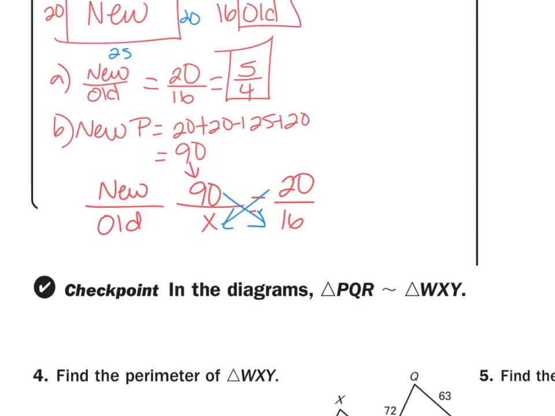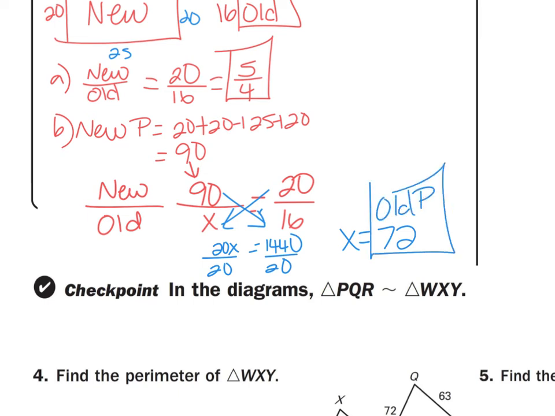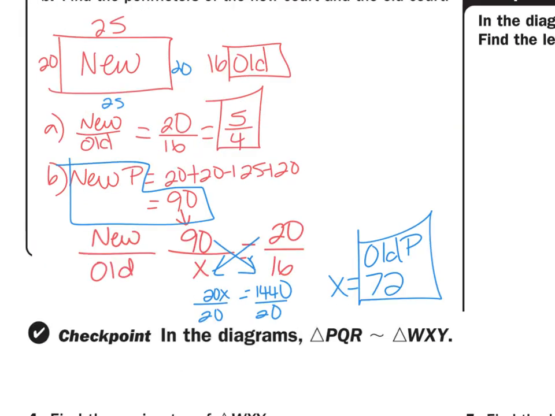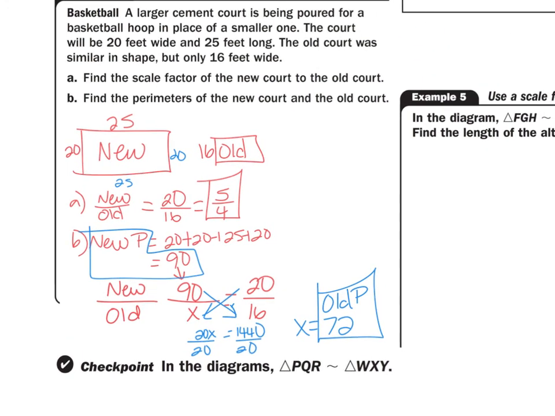Run out of space. 16 times 90 is 1,440. That's going to equal 20x. Divide both sides by 20, and x equals 72. So the old perimeter is 72. The new perimeter is 90. And the scale factor we already had on part A was 5/4. So we have all the pieces of the problem.